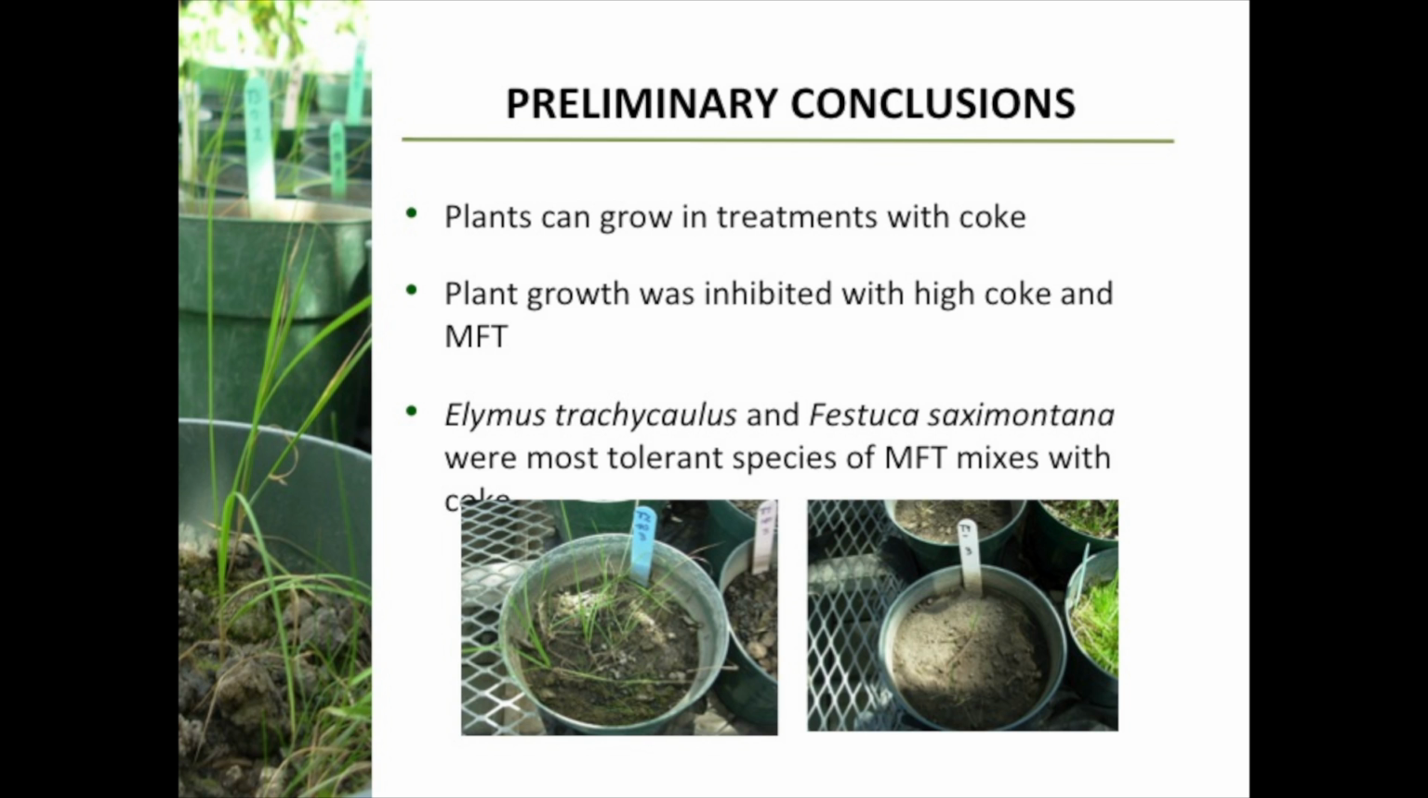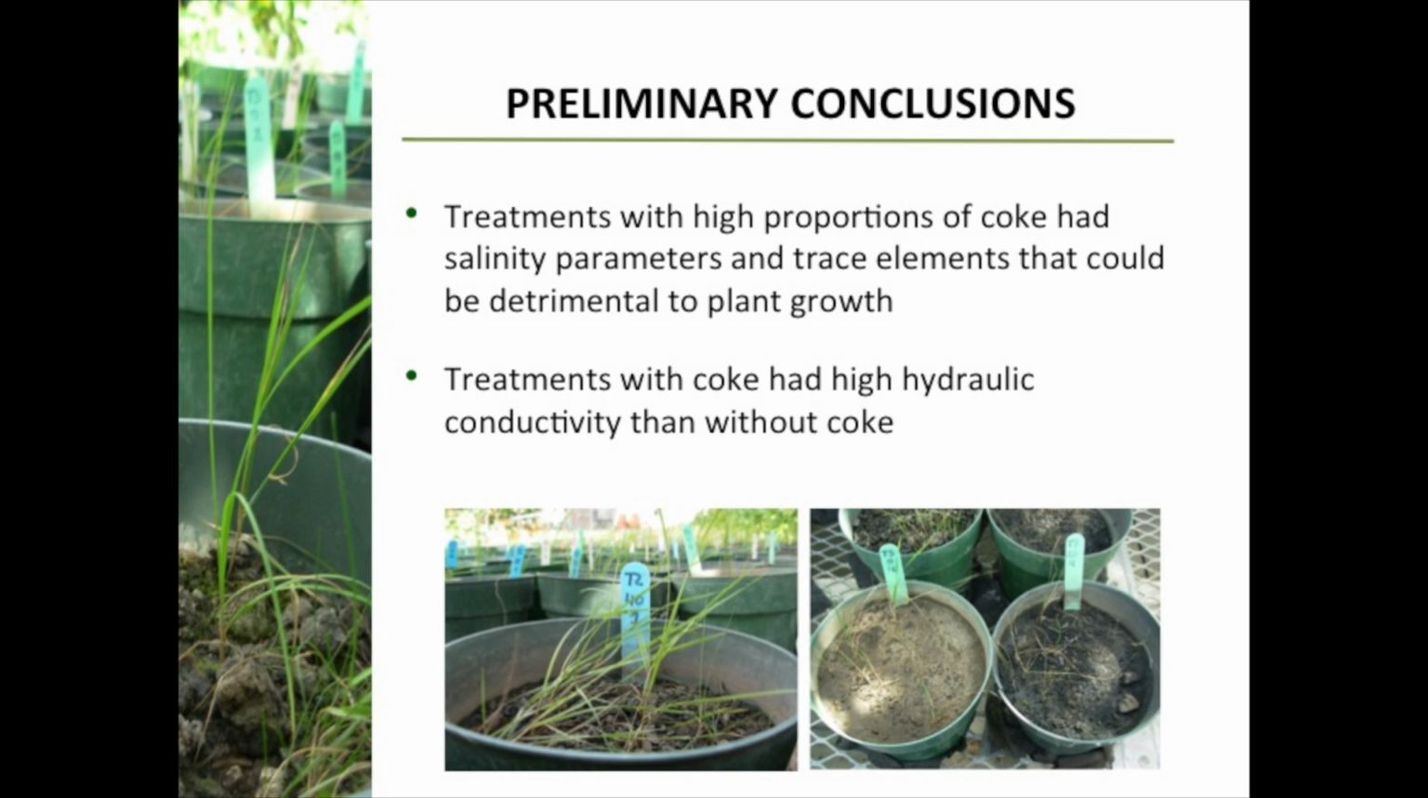So as preliminary conclusions, we can say that plants can grow in treatments with coke, but the growth is not big. It's not big like the other treatments. And plant growth was inhibited with high concentrations of coke and high concentrations of MFT. Elymus trachycaulus and Festuca saximontana were the most tolerant species in all the experiments. And the treatments with high proportions of coke had salinity parameters and trace elements that could be detrimental to plant growth.